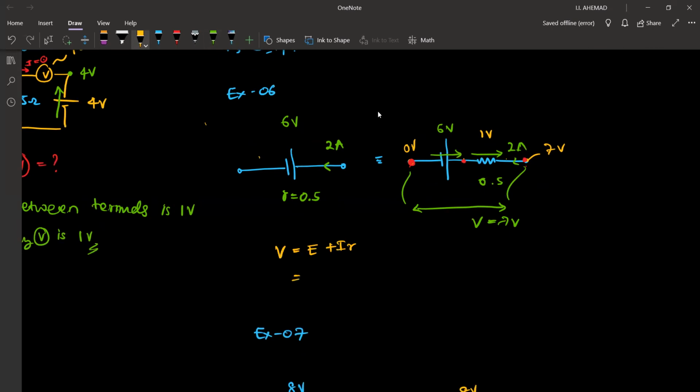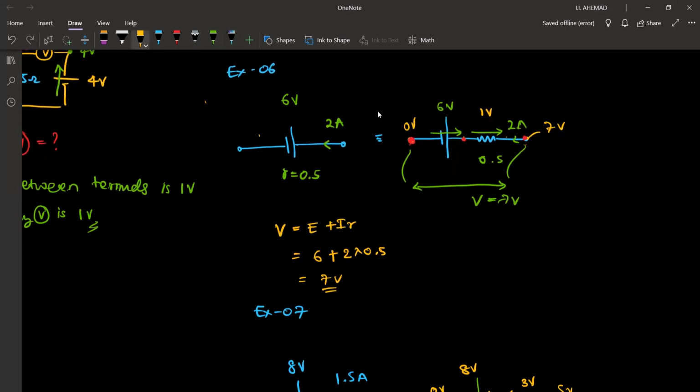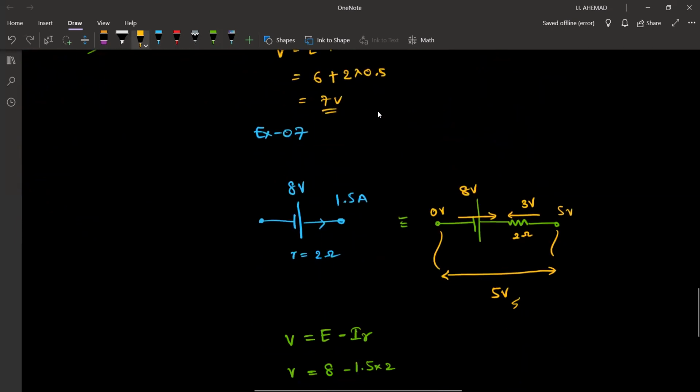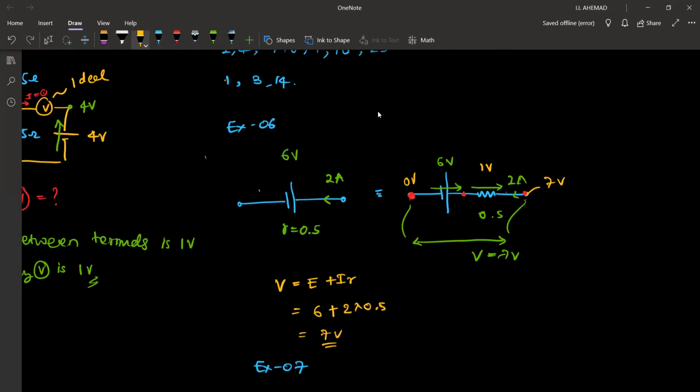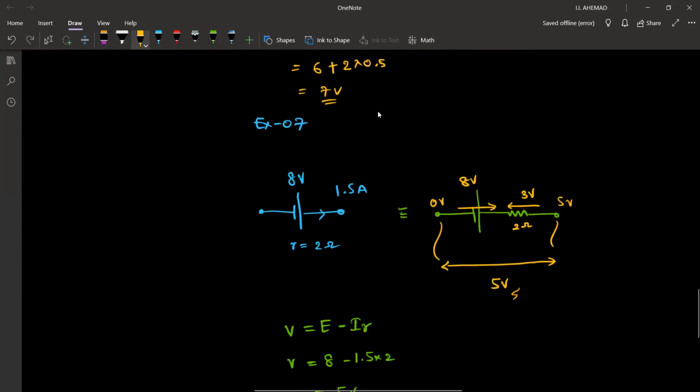So E is equal to 6, I is 2, 0.5, so that is 7 volts. Okay, so is it clear the difference between these two equations? It depends on the direction of current. Clear?